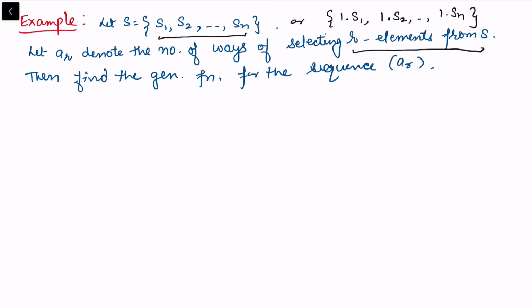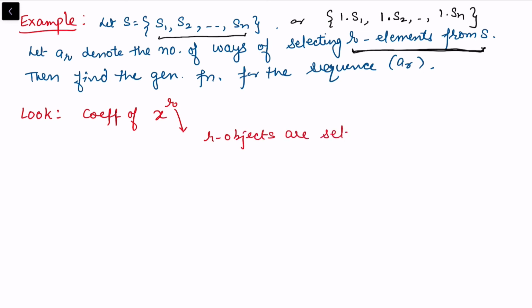Just like in the previous case, we selected 1 element, 2 elements, 3 elements. So if I want to select R elements, this means we want to look at the coefficient of x to the power R. So what exactly do we want to look at? We want to look at the coefficient of x to the power R. So this exponent was telling that R objects are selected, or instead of objects we can even say R elements are selected. So this is how we have looked at it in the previous example.